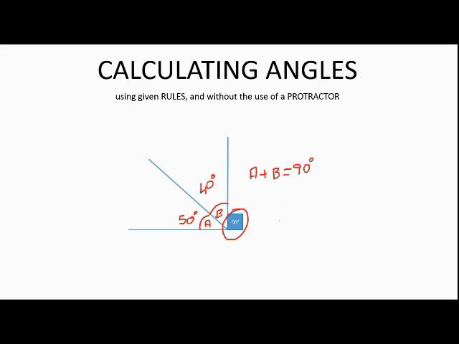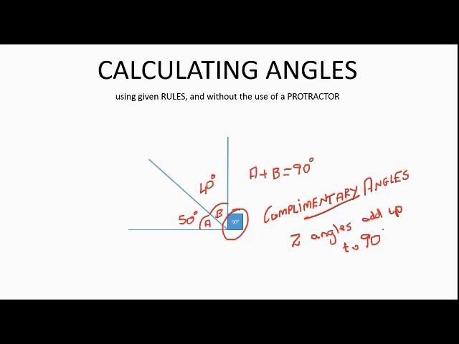That's pretty simple. These two angles together, lying side by side inside a 90-degree angle, we call complementary angles. They complement each other. These are called complementary angles. Those are two angles that together add up to 90 degrees. Those are called complementary angles.